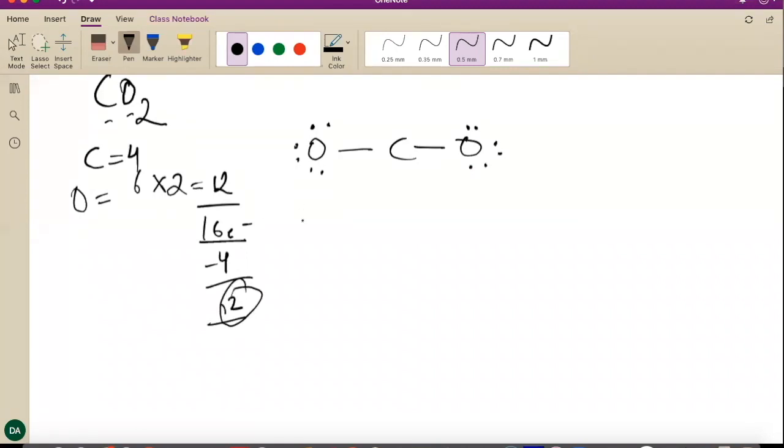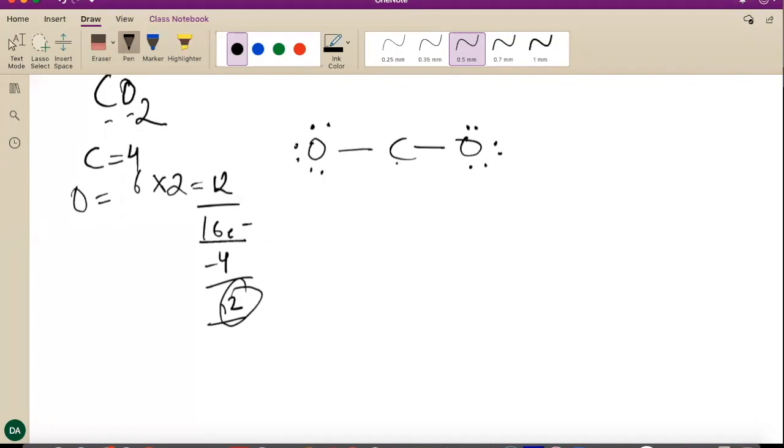Now, are we done, guys, after we place all the electrons? No, you gotta check the octet, right? Is this oxygen happy with the octet? Yes. So you see 1, 2, 3, 4, 5, 6, 7, and 8. This oxygen has 8 electrons total, shared. What about this carbon? Is it happy with the octet? No. This carbon has 1, 2, 3, and 4 electrons. So this carbon is not happy.